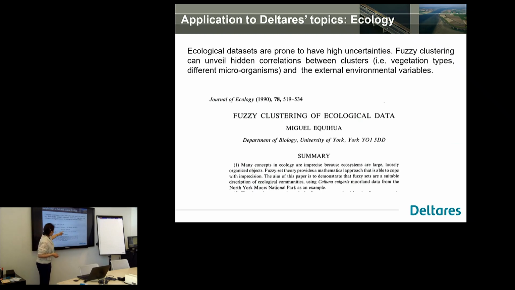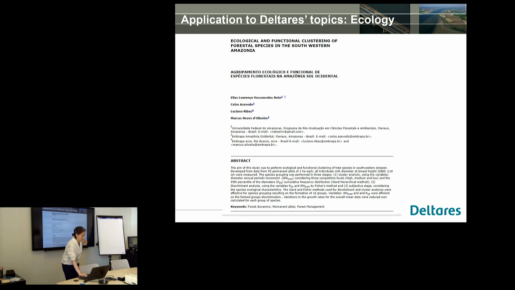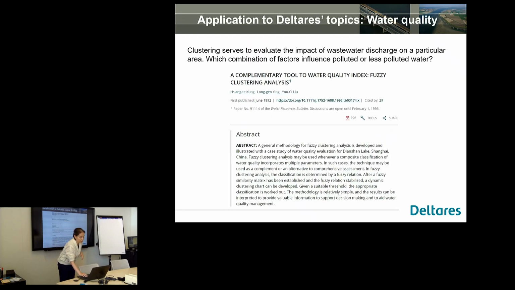Some researcher used clustering just to infer how to get different vegetation types, given the ecological environments of the region that he was studying. That's another paper that was studying similar things but in the Amazonia.